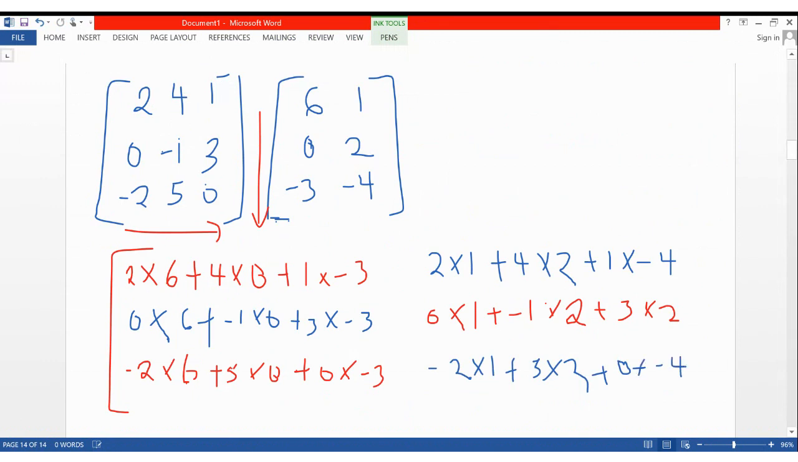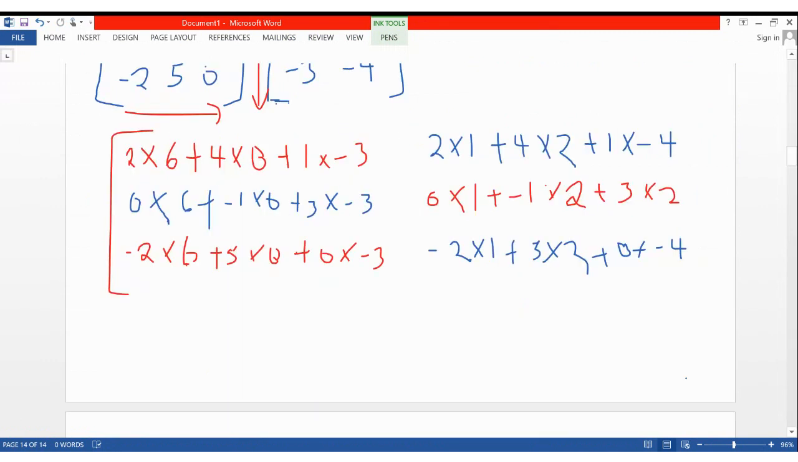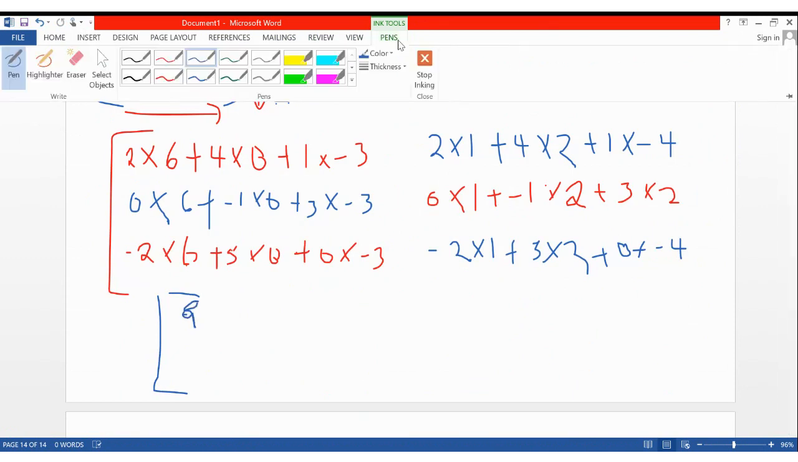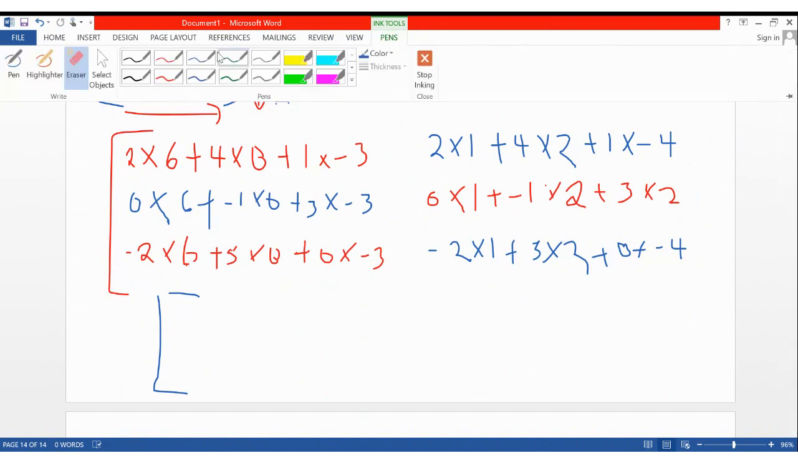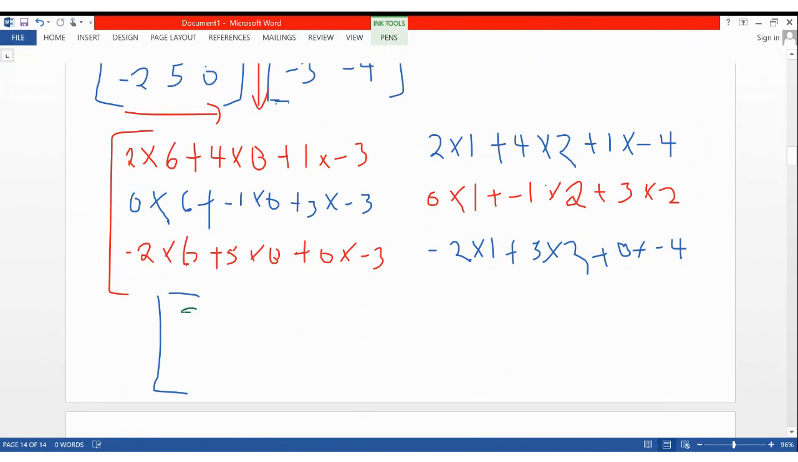Now if I do this one correctly, that is 12 minus 3, that is 9. First entry there is 9. That is a 9. Then that is 10 minus 1, 6. We're going to have it as negative 9. Then this other one I'll have 6 minus 2, 4. And I'll have negative 12.